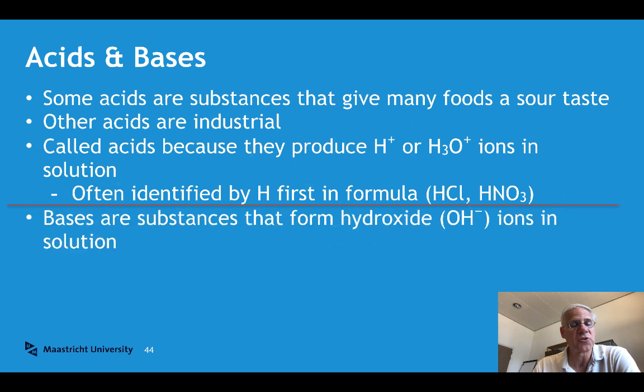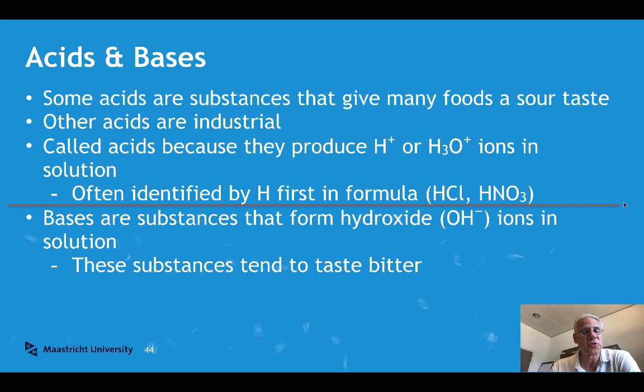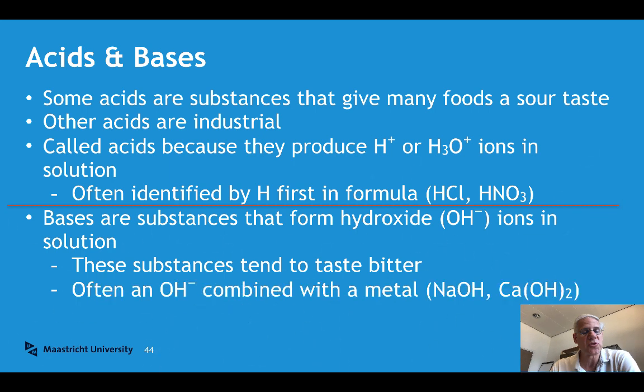We also have bases that form hydroxide ions, OH- ions, in solution. These substances tend to taste bitter, and they're most often found with a metal. So we have a hydroxide ion combined with a group 1 or group 2 metal. As an example, we have sodium hydroxide and calcium hydroxide.